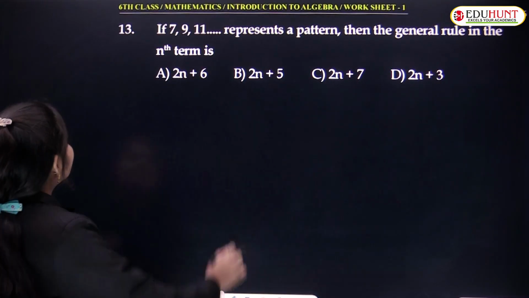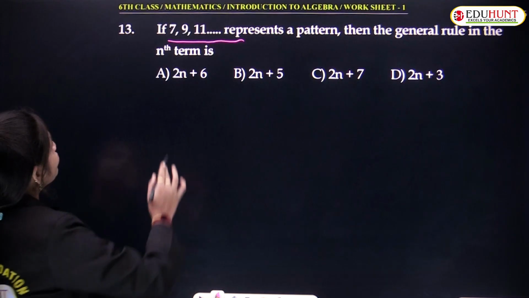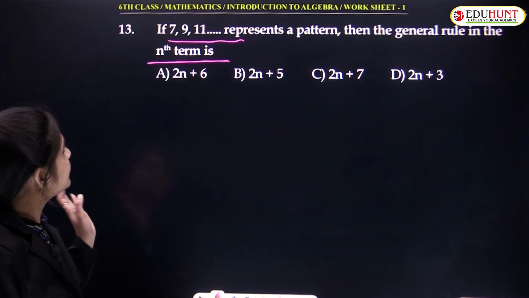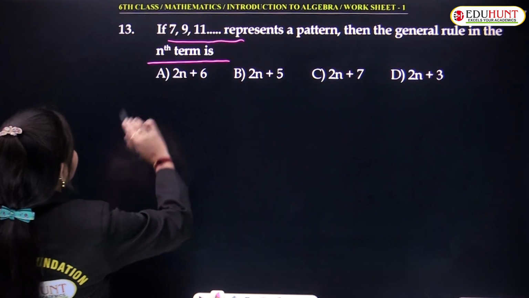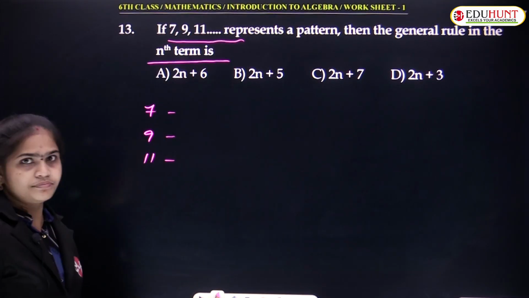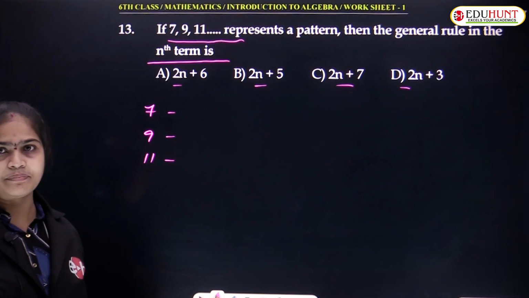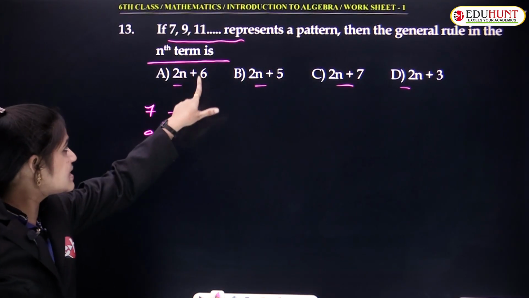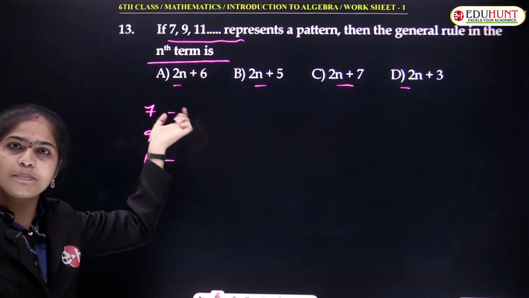The 13th one says that if 7, 9, 11 and so on represents a pattern, then the general rule for the nth term is... as per this condition, 7, 9, 11 and so on. As per the options, just observe that in all the options we have 2n plus something: here 6, here 5, 7, 3. Which one is satisfying? The starting first term is 2n only.